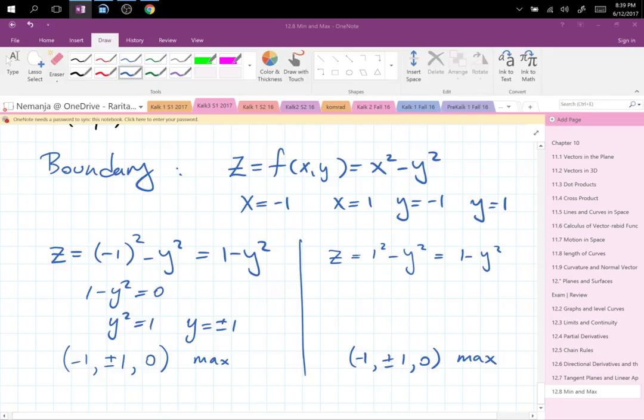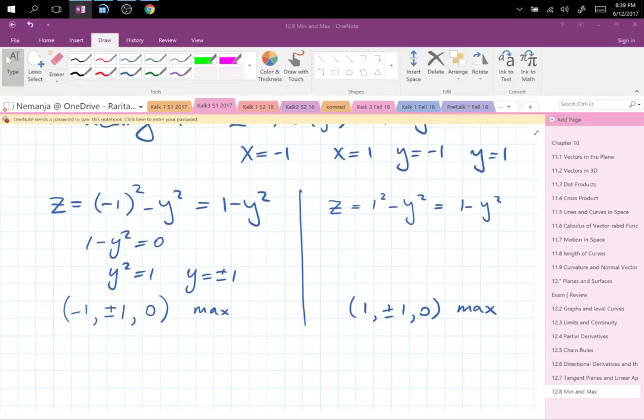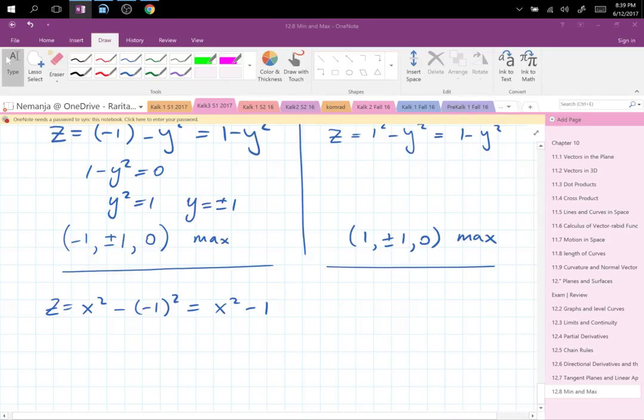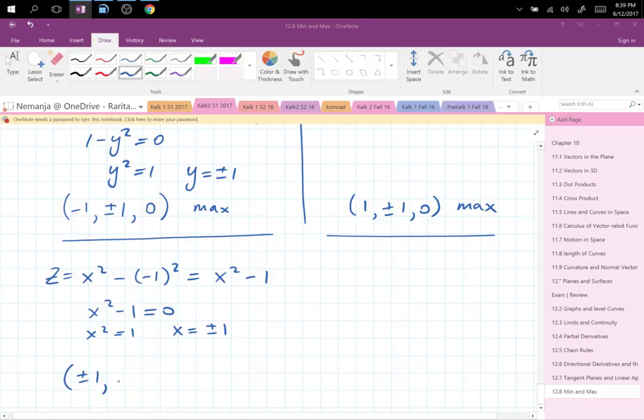Wait, is it -1 or 1 for your second? Oh, yes, it's 1. Yep. Then we have z equals, now y is -1. So that's going to be x squared minus (-1) squared, which is equal to x squared minus 1. Now we see that's going to be a min. So x squared minus 1 equals 0. X squared equals 1. X equals plus minus 1. So the point is plus minus 1, comma -1, comma 0 when you plug everything in.